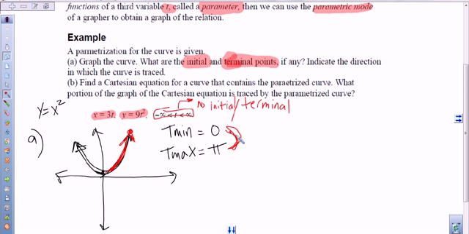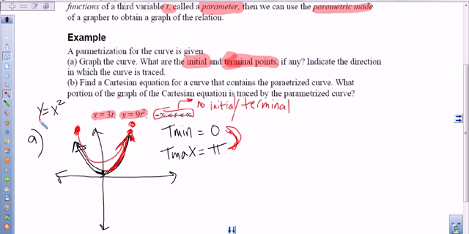And you notice it goes from left to right. So it starts here, so the initial is here, and the terminal is over here. It graphs this way. So with parametric graphs, it's very important to understand the direction of the curve. All right, so that answers A. Let's go ahead and try to answer B.